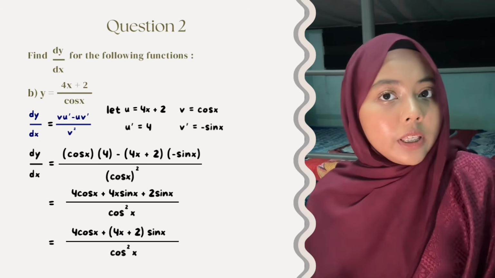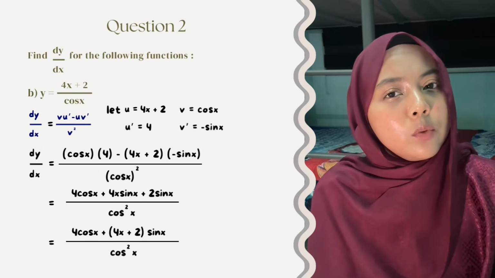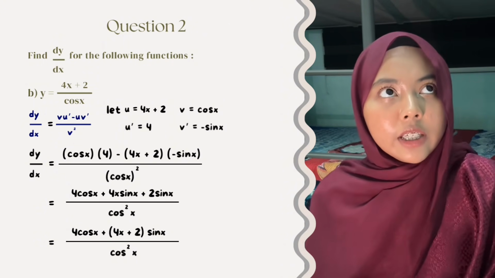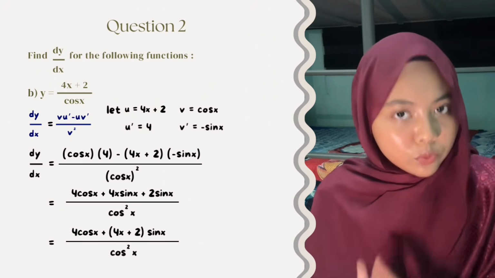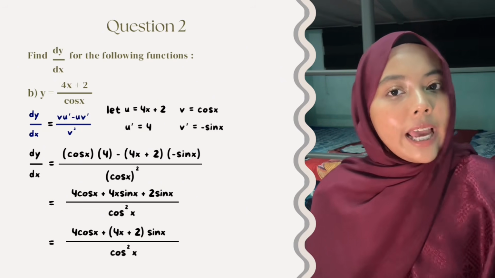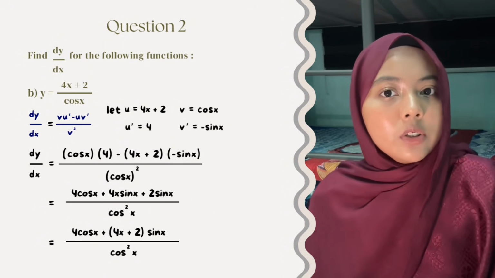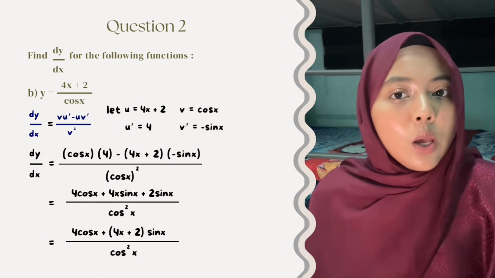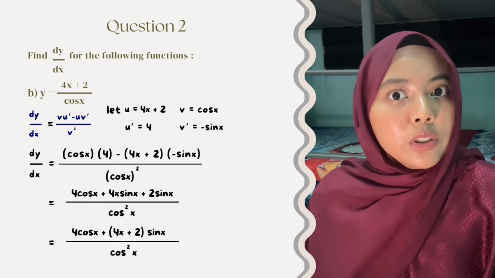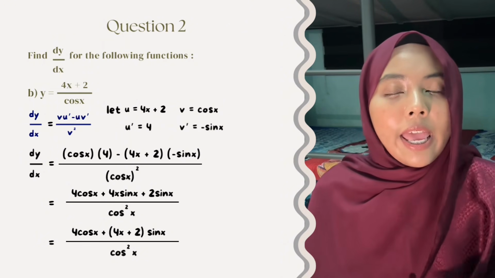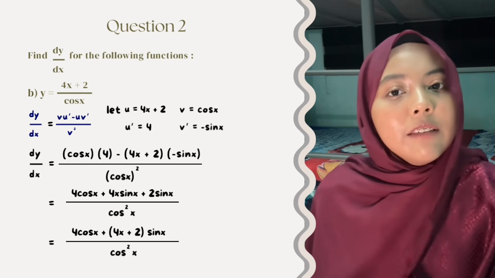For question 2b, given (4x plus 2) over cosine x, whenever you see one function divided by another, like a numerator over a denominator, you should immediately think of the quotient rule, which is dy over dx equals (v u prime minus u v prime) over v squared. So for this question, we will break down our function and let u equal 4x plus 2, so u prime will be 4. And then let v equal cosine x, so v prime will be negative sine x.